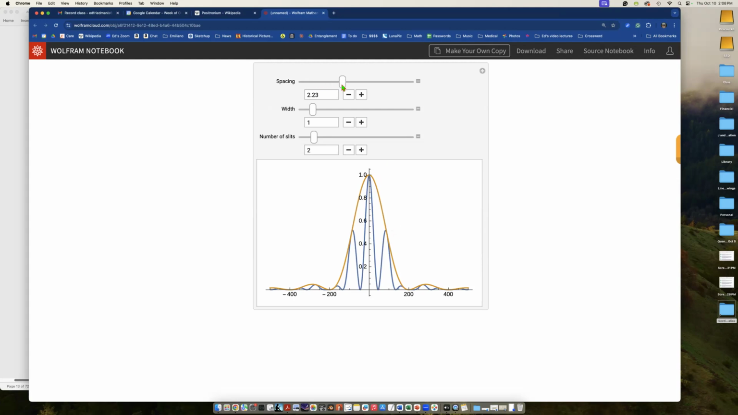So if I increase the spacing, you get more fringes. That's what these bright bars are. Now remember, this is a slice through the light that is recorded from the slit. If you increase the number of slits to 4, then you get narrow spikes. So I'll let you play with that.